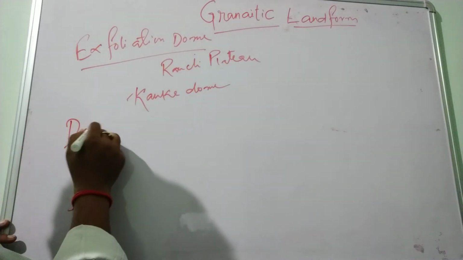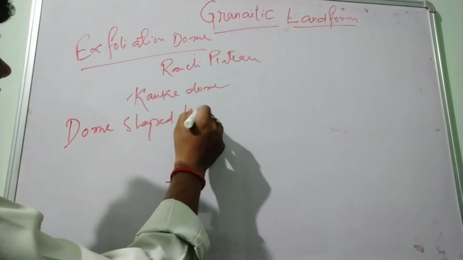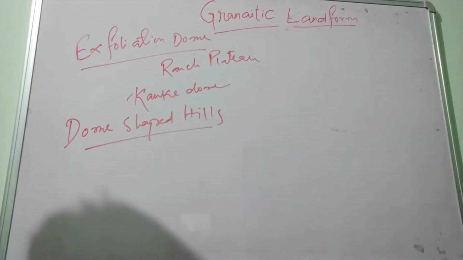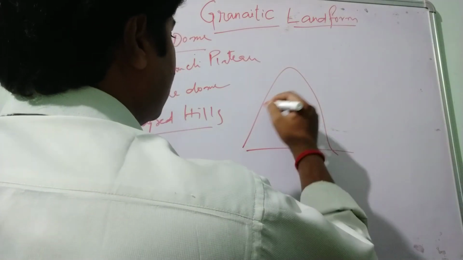Next, dome-shaped hills. These dome-shaped hills project above the general surface when a massive granitic batholith is exposed at the earth's surface due to removal of the superincumbent load of the overlying rocks. Then the dome-shaped hills are developed.